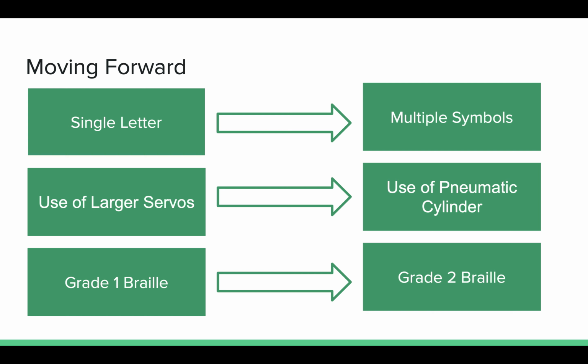And also to optimize how fast the reader can read, we can upgrade grade 1 Braille to grade 2 Braille, where certain commonly used words like "is" and "the" are shortened to only be one syllable.